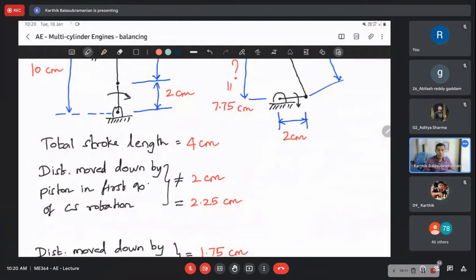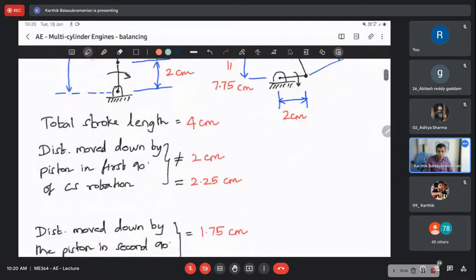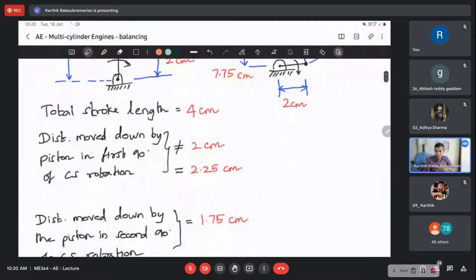Yes, sir. So in the first 90-degree rotation of the crankshaft, the crankshaft is like this. You have the piston moving down by 2.25 centimeter. The next 90-degree rotation of the crankshaft, the piston is further moving down by 1.75 centimeter. So the stroke length is still 4 centimeter, but the first 90 degrees accounts for 2.25 centimeter movement of the piston. The next 90 degrees accounts for 1.75 centimeter of the piston movement. So that's what we have written here. So now imagine one full circle, that's 360-degree rotation of the crankshaft. What happens? Look at the upper 180 degrees.